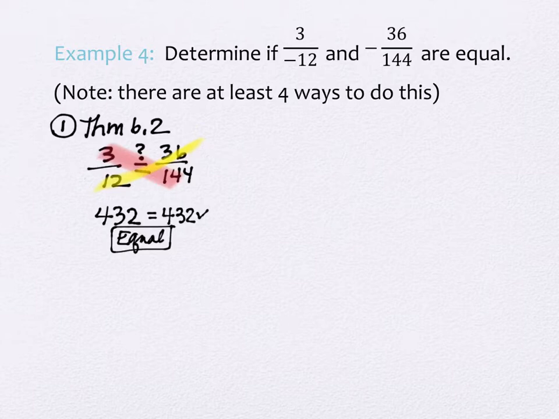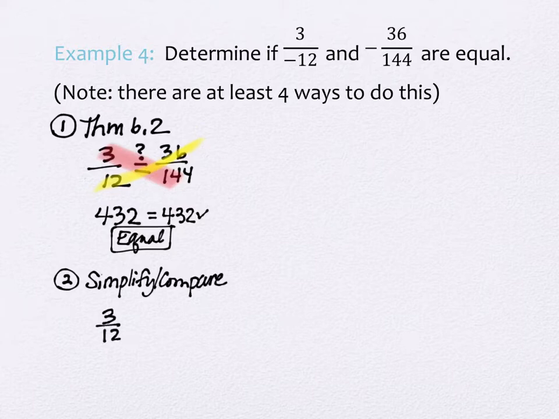All right, so let's do a second way. The second one is maybe the most helpful in terms of making things smaller. So the second way I'm going to show you is to simplify and compare. So we're going to start with the 3 over 12, and we're going to ask ourselves to reduce it to simplest form. So what do 3 and 12 both divide by? Yeah, they both divide by 3. So 3 divided by 3 is 1, and 12 divided by 3 is 4.